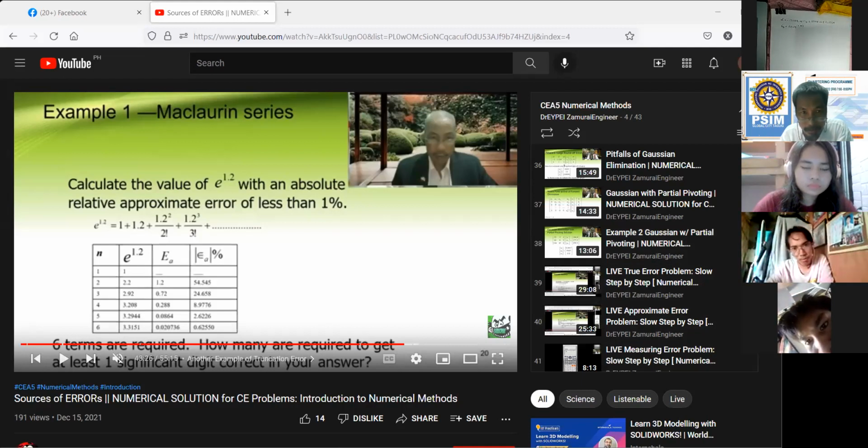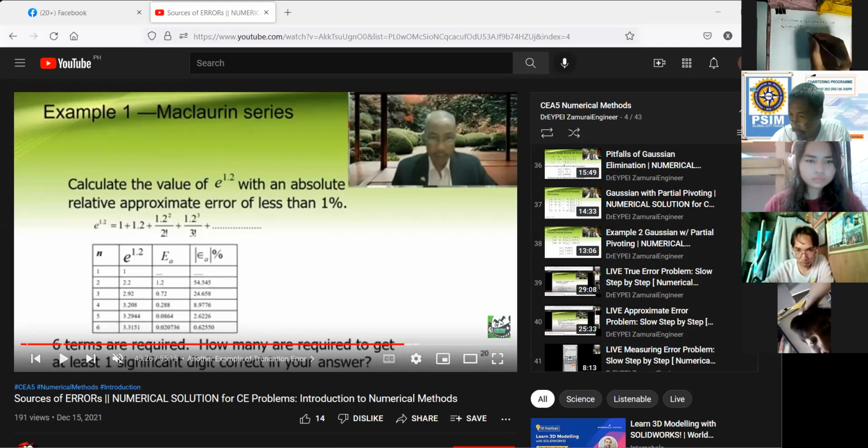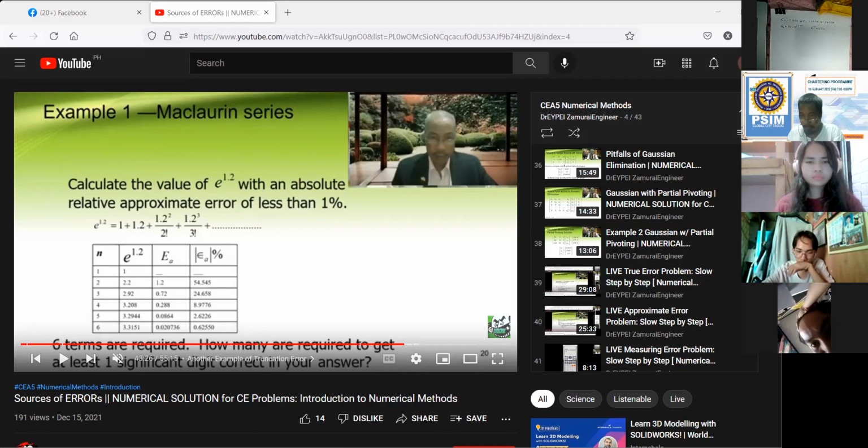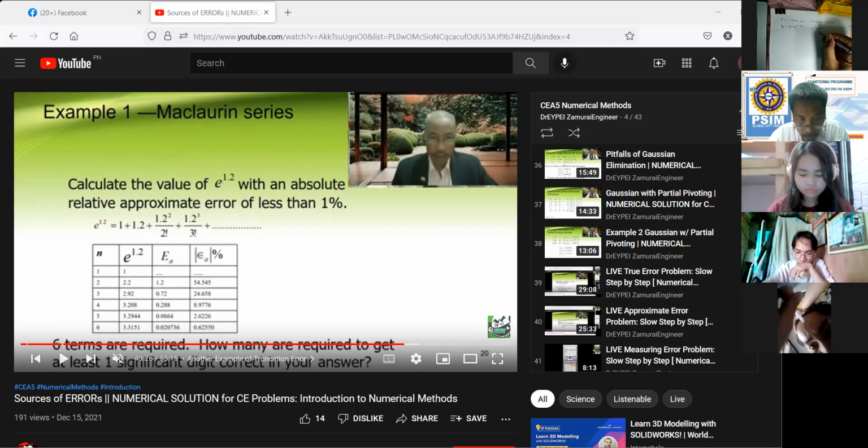Our last answer is 3.3151. So our answer for e to the 1.2 is equal to 3.3151. And the previous answer is 3.2944. Okay, so let us subtract.